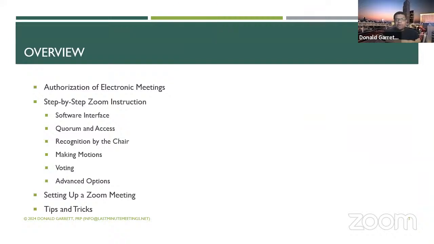For a quick overview of today's session, we're going to first talk about how electronic meetings are actually authorized. Then we're going to go step by step in Zoom, talking about the interface, quorum, the process of getting recognized to make a motion, how you do voting, and some advanced options. Then we'll actually set up a meeting in Zoom, followed by some tips and tricks.